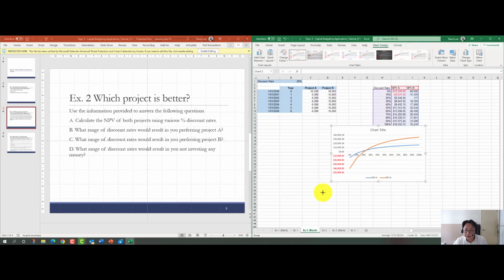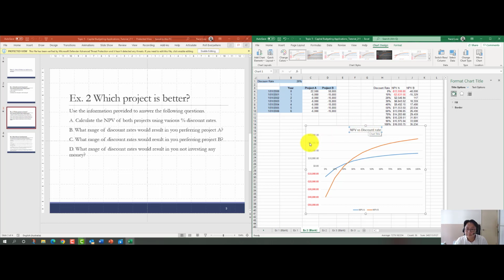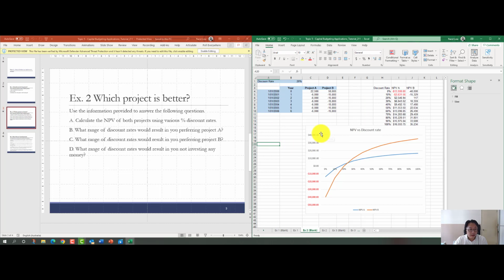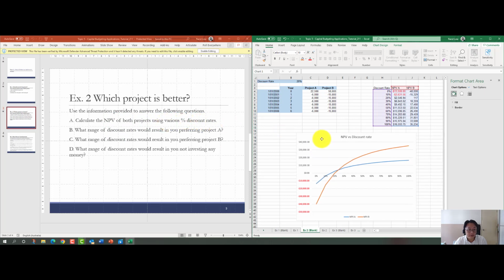Okay, so now we have this chart over here, right? Which actually gives us that these are the NPVs, right? So now we have the NPV profile, okay? So what happens over here is that we found the NPV of both projects using various discount rates, okay?